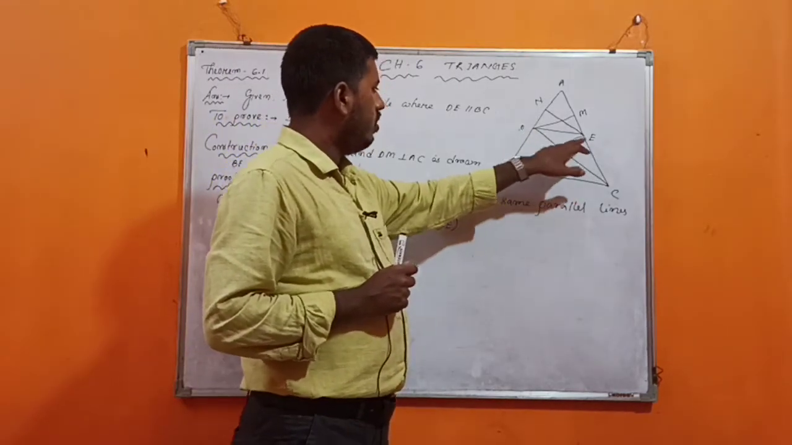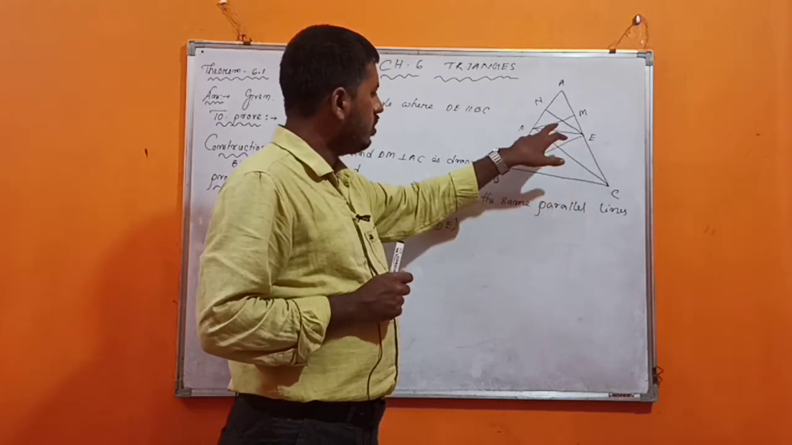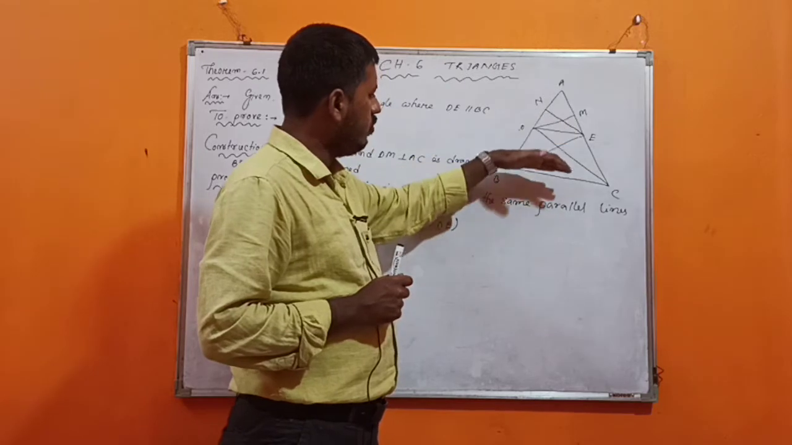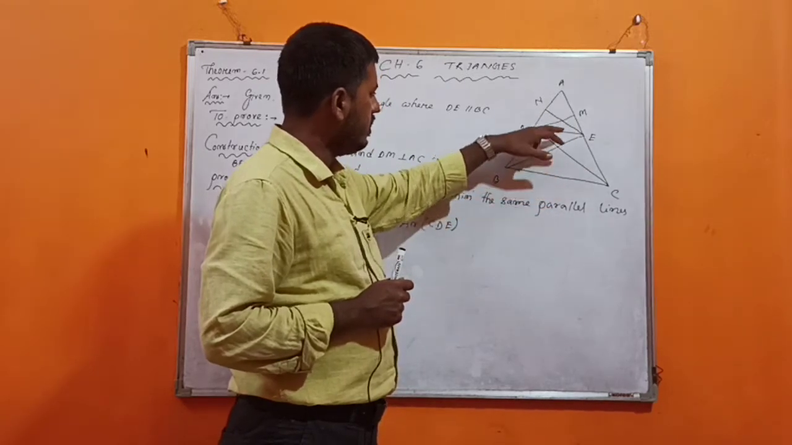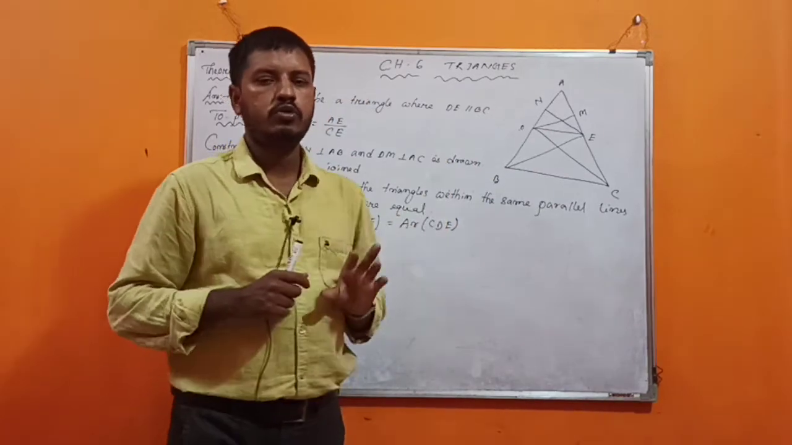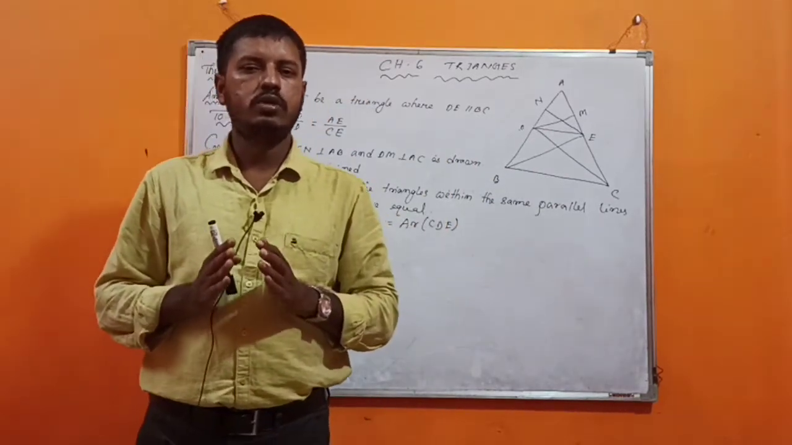So here BDE is a triangle on the base DE, and CDE is a triangle on the base DE, that is DE is the same base, and these two triangles are within the same parallel lines, that is within DE and BC. Then according to our theorem which we have read in class 9, the areas of these two triangles are what?